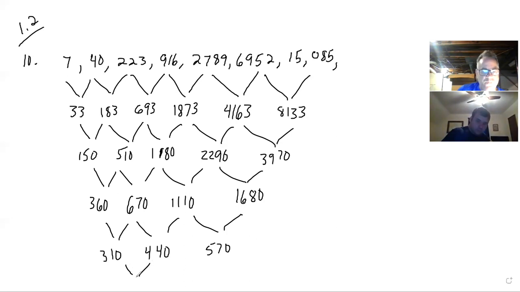I can do the next two. I'm going to get 440 minus 310 is 130, and 570 minus 440 is 130. And that's what we're looking for, that common row. So once I have it, I could actually find as many terms of the sequence as I wanted by building backwards. So I would assume the next number here is 130. And so I would go 570 plus 130, building backwards, which would give me 700.